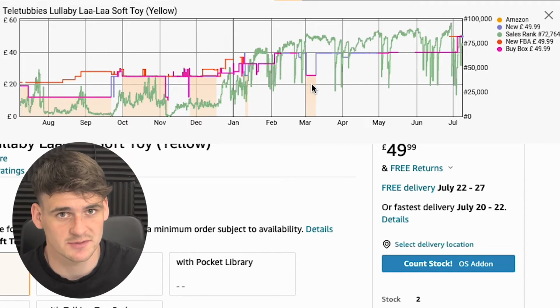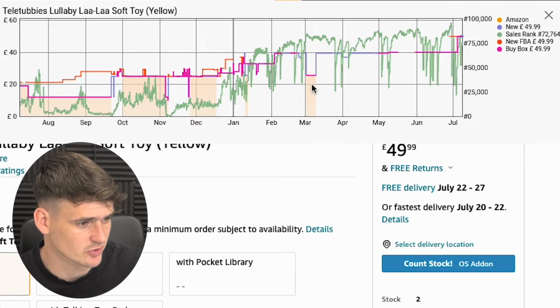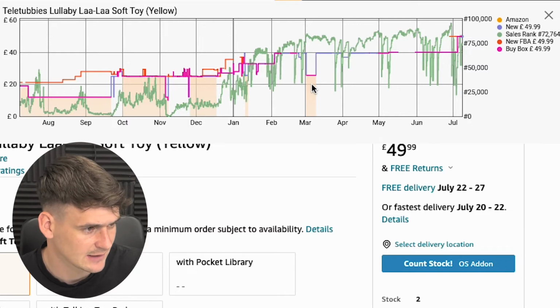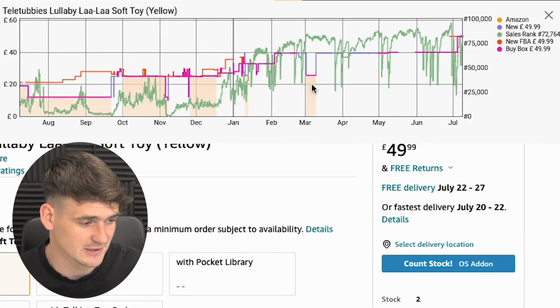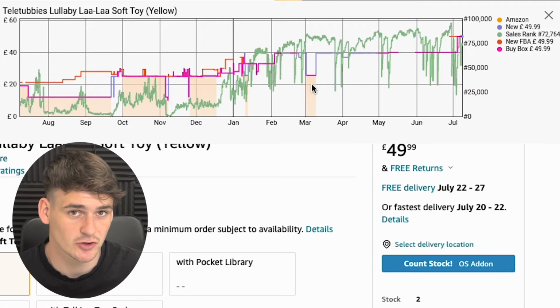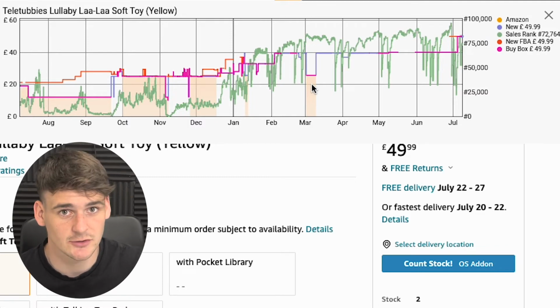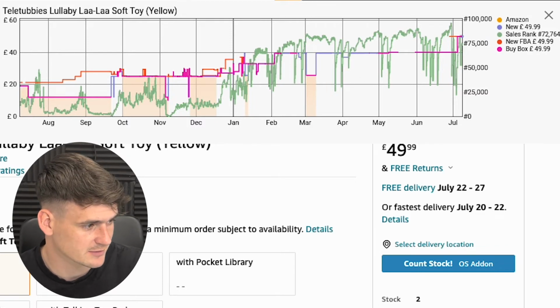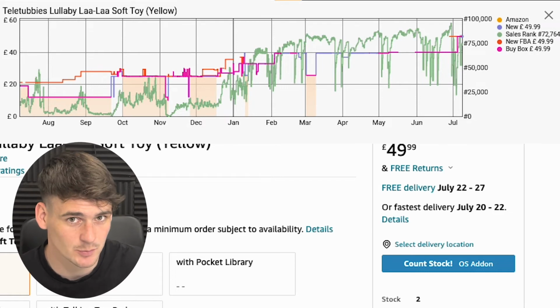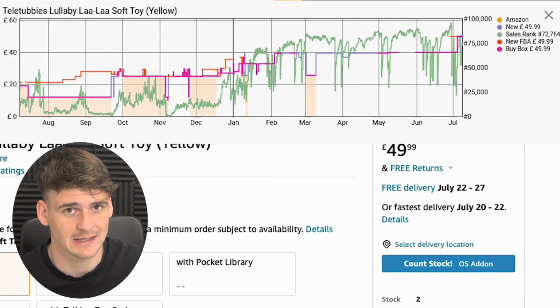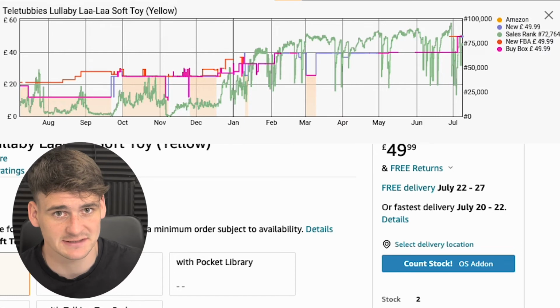Amazon don't just stop selling a product for no reason. The chances are they're just not getting the stock or something like that has happened. Now, don't get me wrong, there is a chance you could sell this product, send them into Amazon's warehouse, and sell them all for this price, £49.99. That is totally possible, but it's a massive risk. And the thing about Amazon FBA is you need to minimize the risks as much as possible.